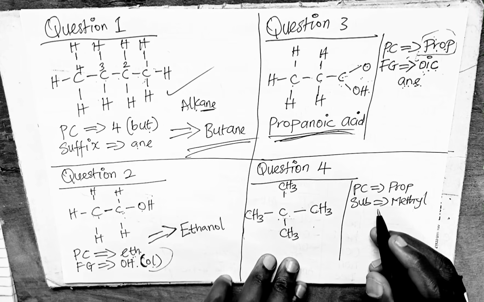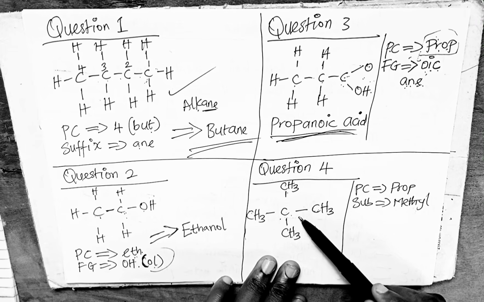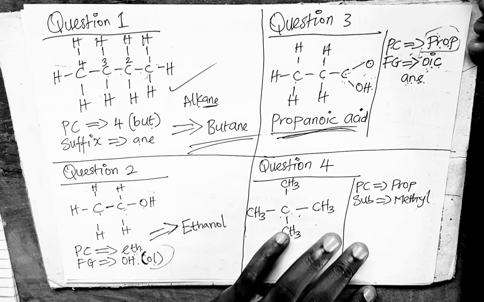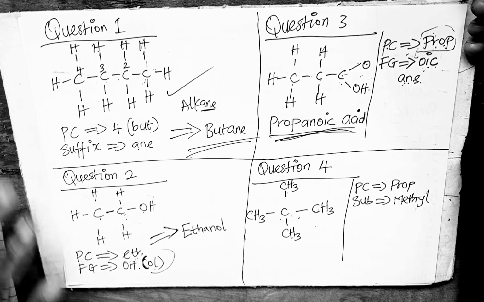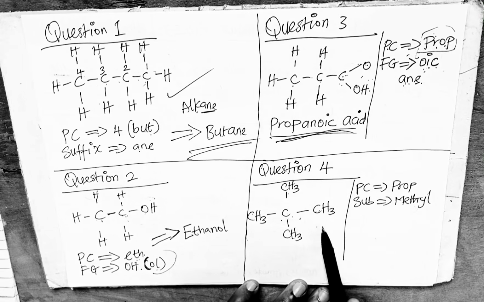Since the substituent is methyl, remember we don't have a double bond here and we don't have a functional group here. So what are we going to favor during the counting? We are going to favor the substituents, so that the substituents get the lowest number during the numbering. That's where we are going to number from.